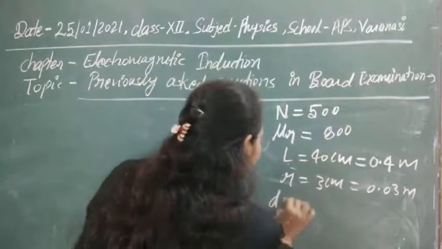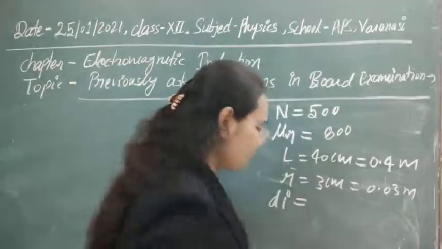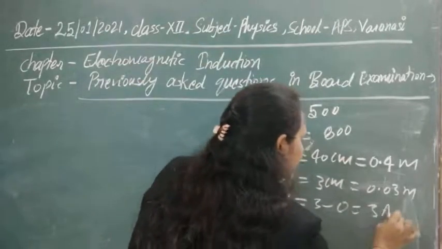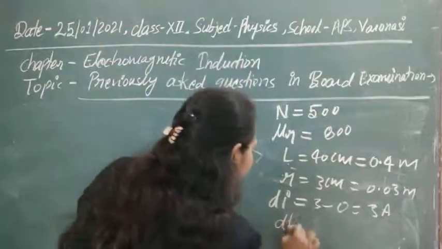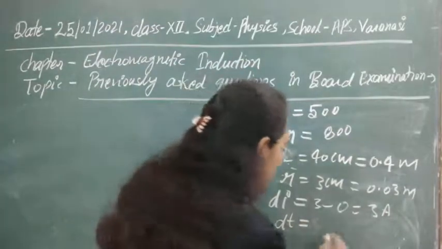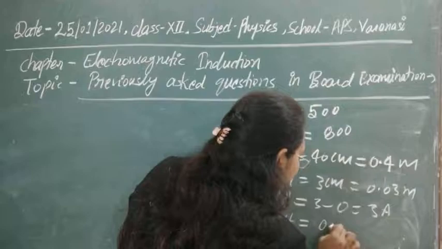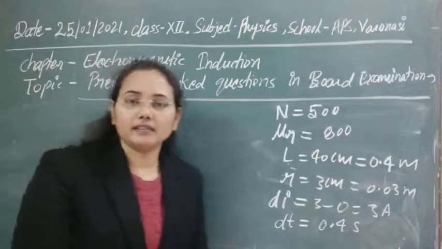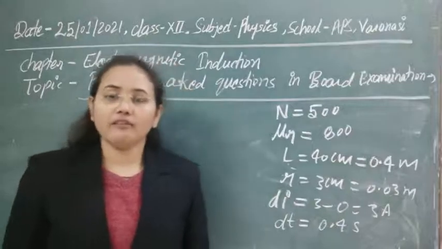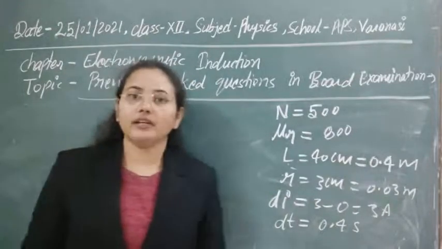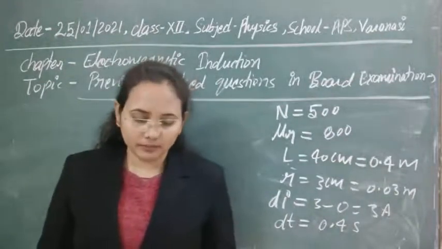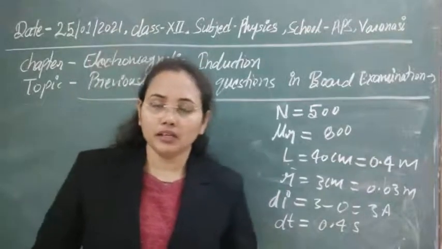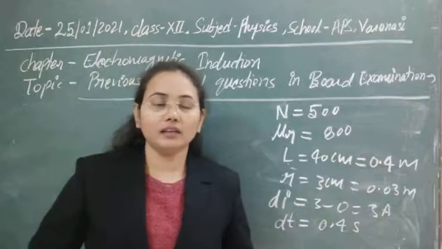So here, if you see the change in current, it is given 0 to 3 ampere, which means 3 minus 0, so we have a 3 ampere change in current, in time from 0 to 0.4 seconds. So obviously dt will be equal to 0.4 second. This is the data given in our question, and now we have to find out the value of induced EMF in the case of the solenoid. For this I just want to tell you one formula to calculate it.